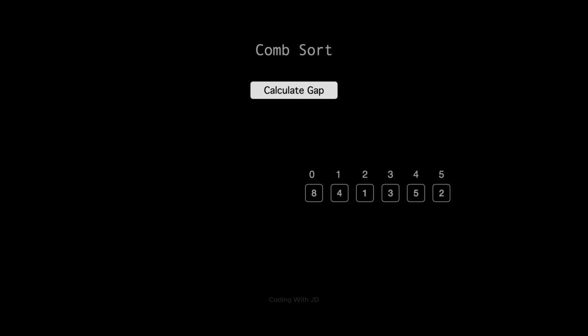We start by calculating the initial gap. The gap is found by dividing the array length by 1.3. For our array of 6 elements, 6 divided by 1.3 is approximately 4.6, which we round down to 4.